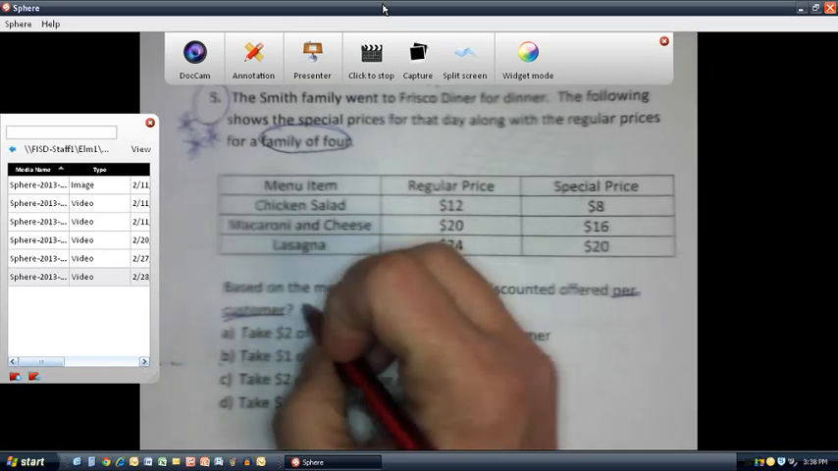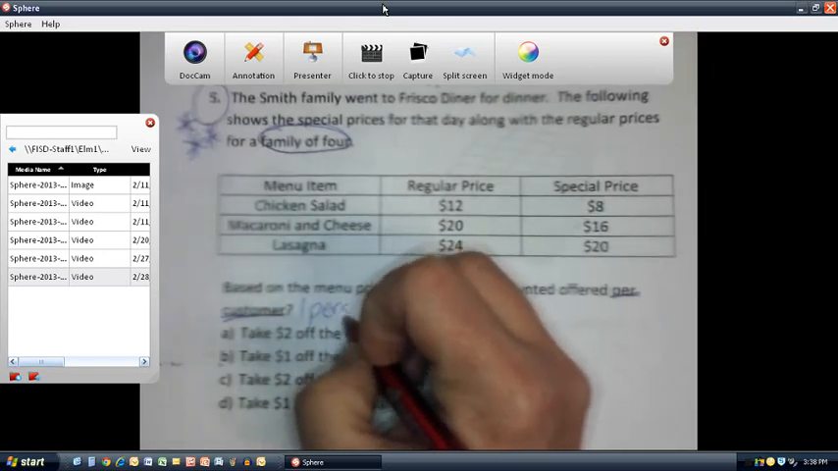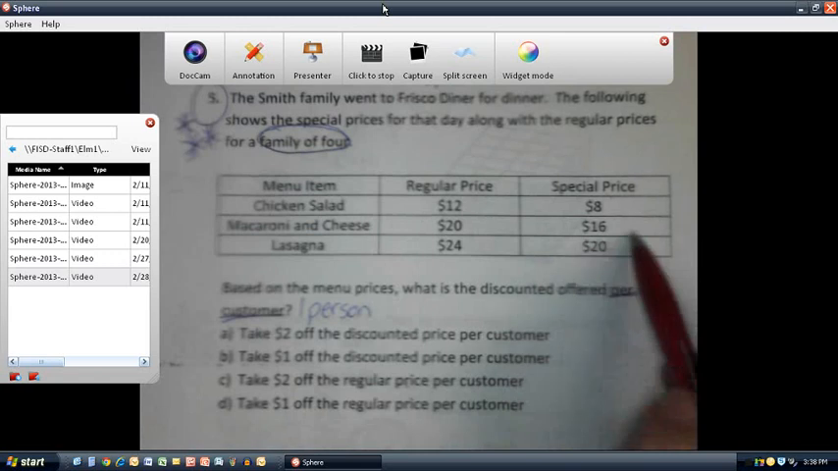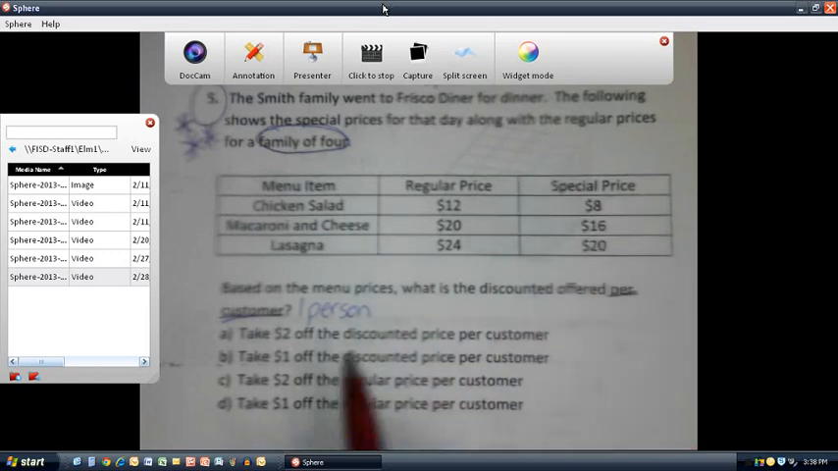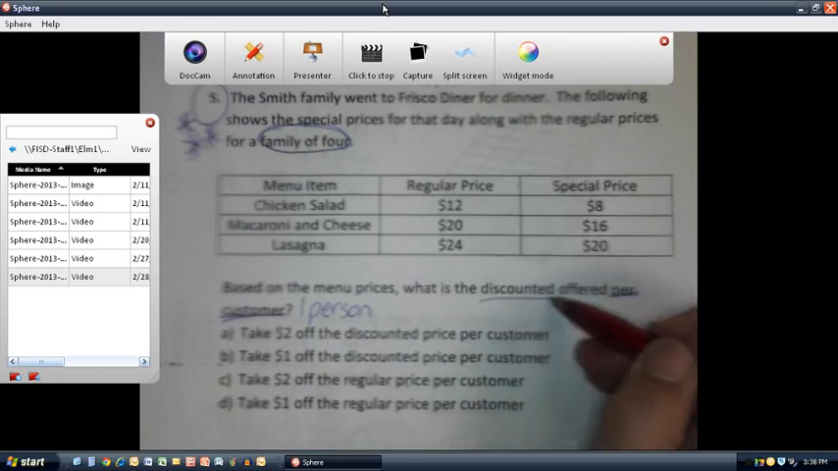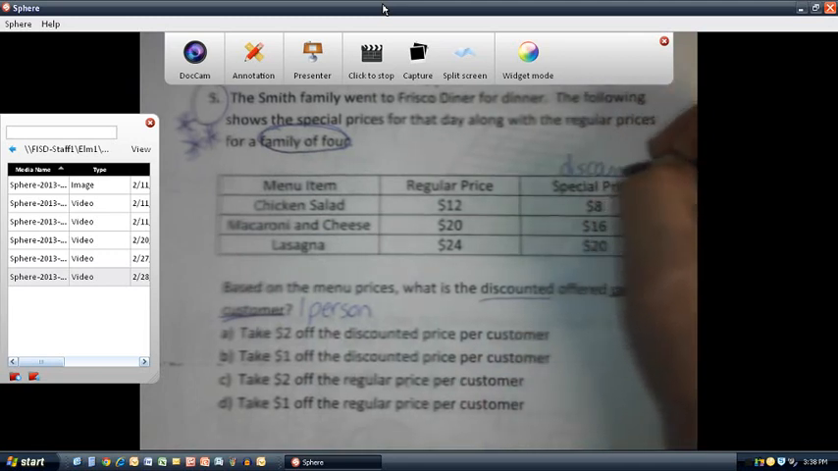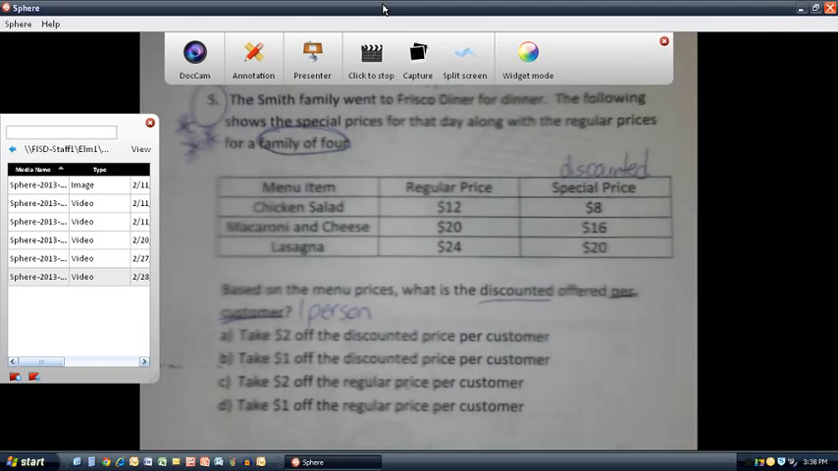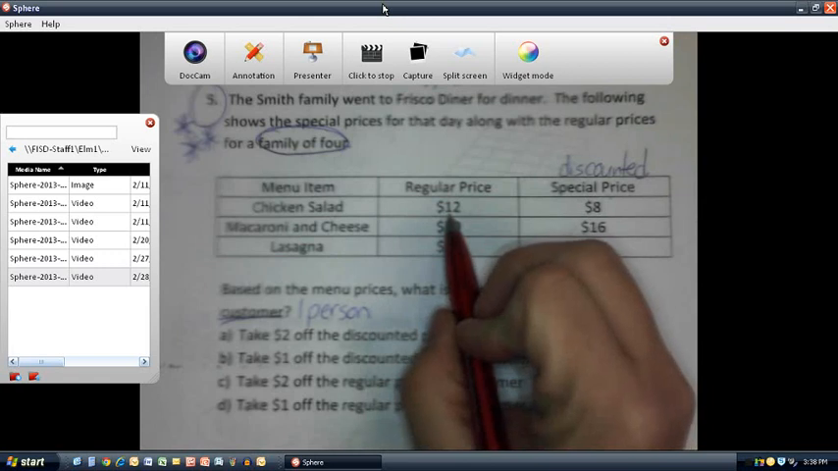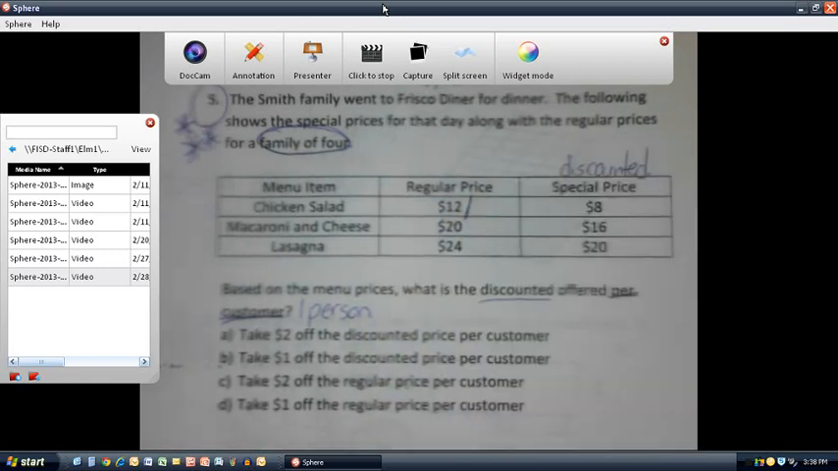So per customer means just one person. These are the prices for a family of 4, and I'm just looking for one person. The other thing I want to point out, discounted is going to be the same thing as your special price. It's just 2 different words, basically the same thing. So let's figure out, if this is for 4 people, what would it be for just one person?